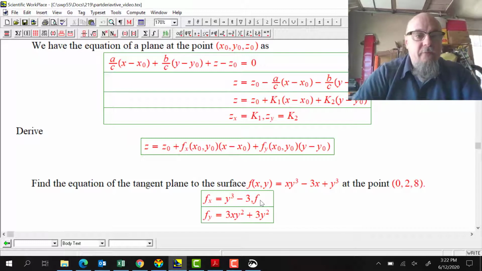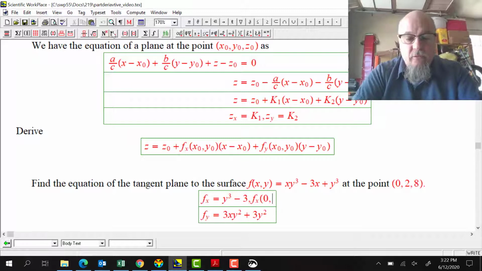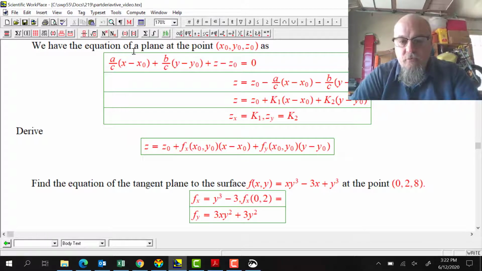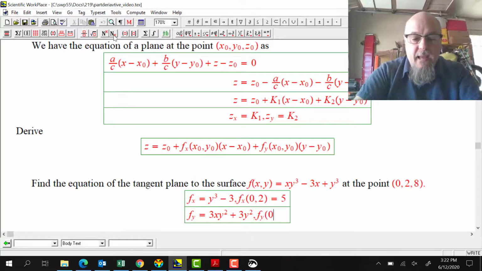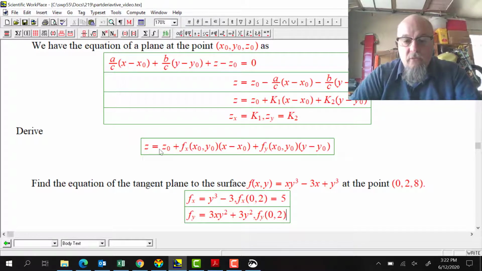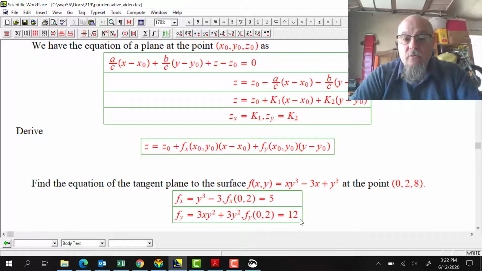So f sub x, when x is equal to 0 and y is equal to 2, that's supposed to be a number. So plug in 0, 2, that's going to be a 5. Next, I need the partial derivative with respect to y, but I need it at the point 0, 2. So plug in x equals 0 and y equals 2, that's 12. Those are the numbers that are going in here.